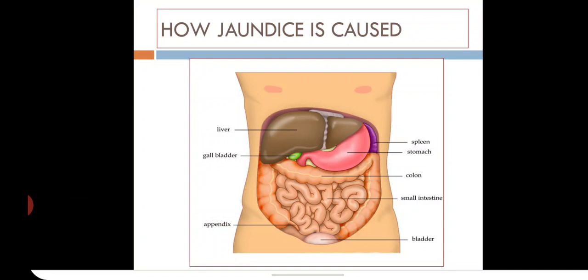So, in the image, it is marked as liver and gallbladder. If you know the details of the liver and gallbladder, you can understand how jaundice is caused.